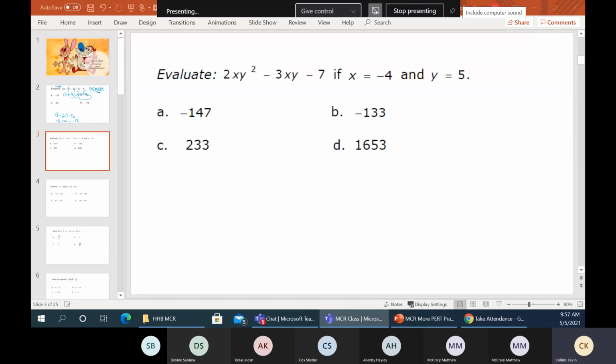All right, any thoughts on this one? I'll go ahead and set it up while you guys are finishing up here. Okay, so I just plugged in -4 wherever I see x, and I plugged in 5 wherever I see y. And I'll let you take it from there.